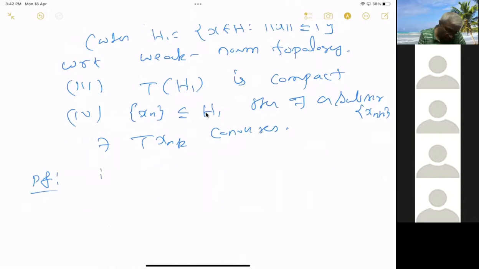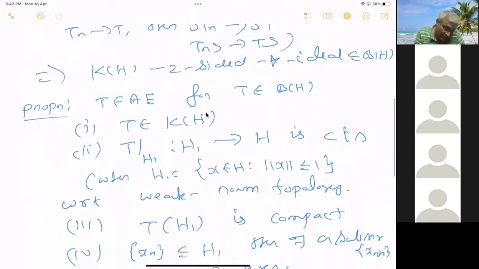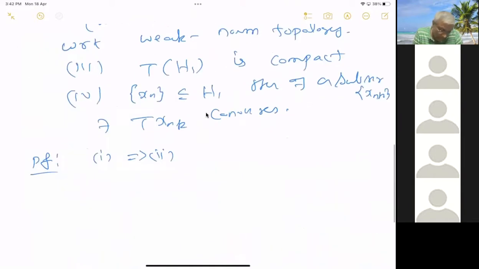So 1 implies 2. What does 1 say? 1 says T is compact, that is, it's in the closure of finite rank operators. Then T restricted to H1 is continuous with respect to the weak norm topology. So we assume that T is compact. Let T be in K of H, T is compact. Then we want to prove that it is continuous with respect to the weak topology. In the domain we put the weak topology, and in the range we put the norm topology.